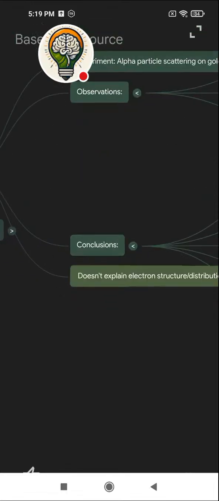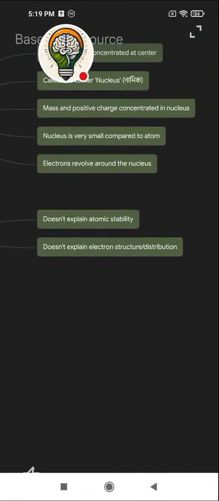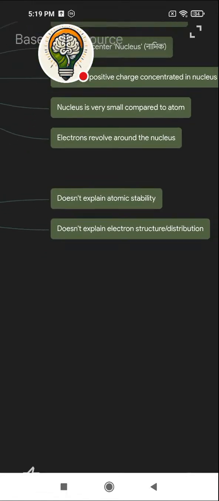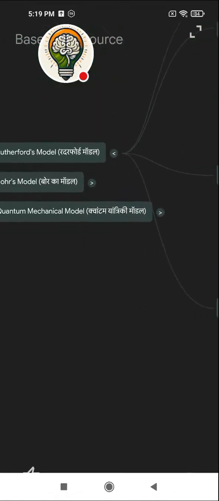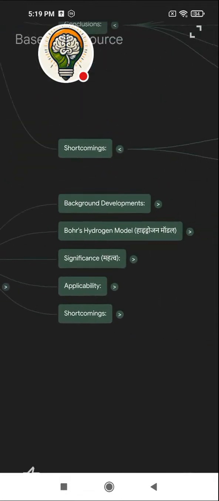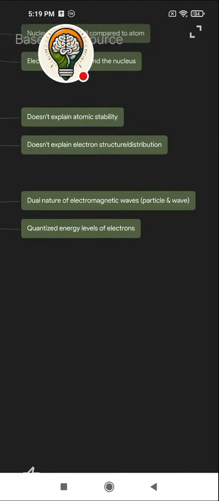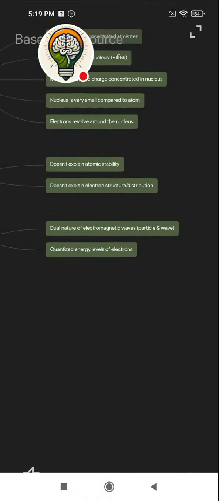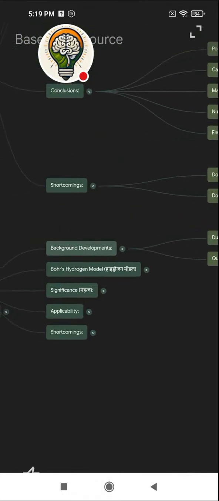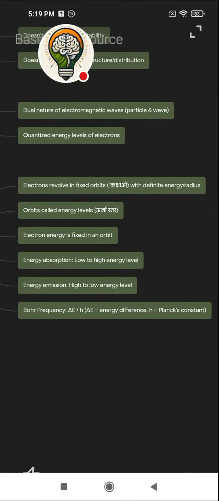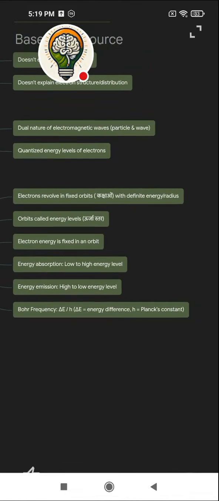Then the shortcoming of this Rutherford model: it doesn't explain the atomic stability, and doesn't explain electron structure and distribution. Then comes the Bohr model. Bohr's background of development: the dual nature of electromagnetic waves, particle and waves, and quantified energy levels of electrons. Then the Bohr hydrogen model: electrons revolve in fixed orbits with defined energy and radius, called energy levels.